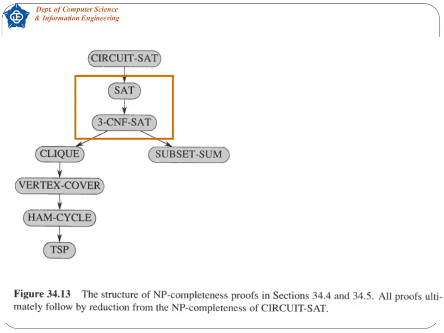On the left, we head into clique, then onto vertex cover, followed by Hamiltonian cycle, and ultimately the traveling salesman problem. The main takeaway? Once we've pinned down CircuitSAT's NP-completeness and mastered the SAT ⇒ 3-CNF-SAT step, we can unlock an entire landscape of classic NP-complete problems via polynomial-time reductions.